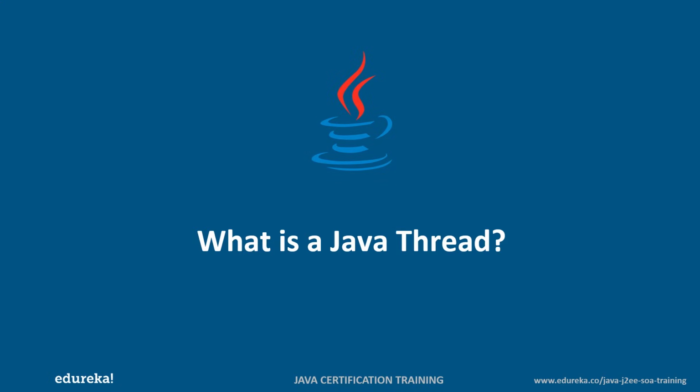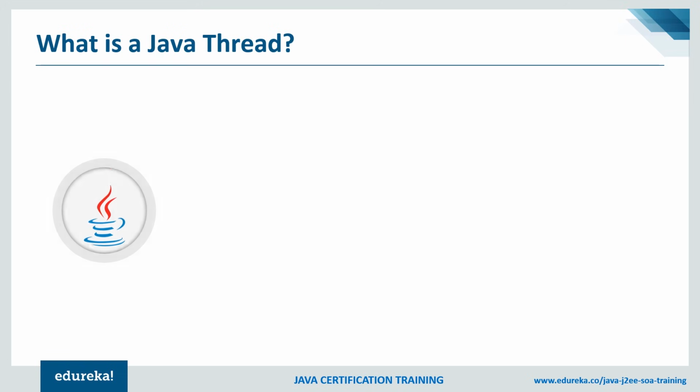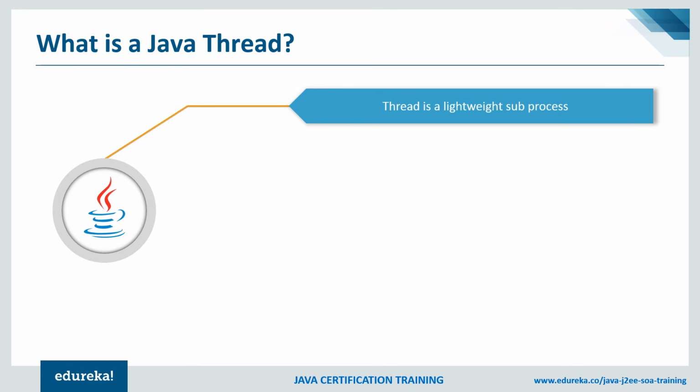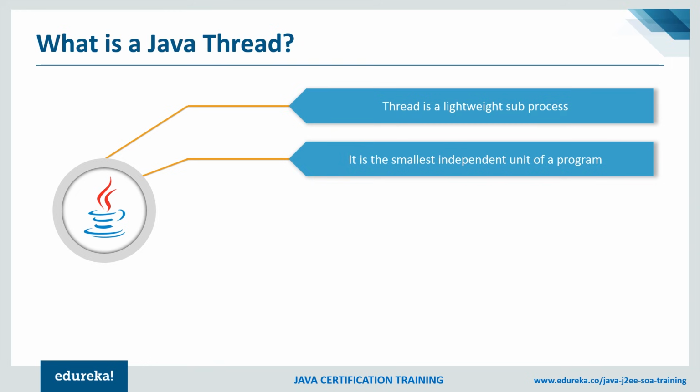So to begin with, what is a Java thread? A Java thread is a lightweight sub process. Now in an application, we have one main thread. When our application is running, the operating system is going to create one process. In the same way, the Java virtual machine will take care of your Java applications. So a process would be created and each and every process will have a main thread. So a thread is a lightweight sub-process. It is the smallest independent unit of a program.